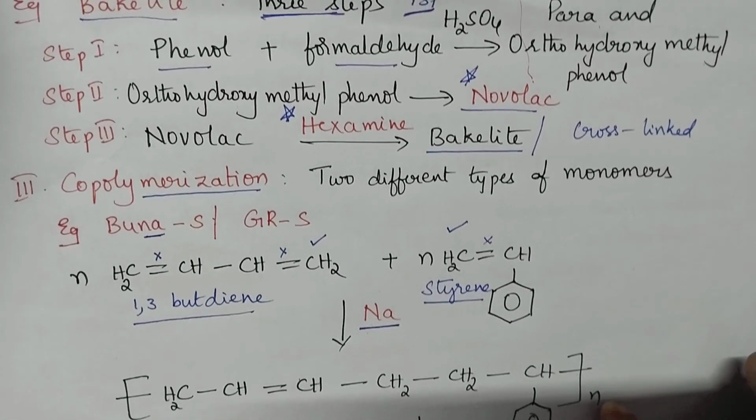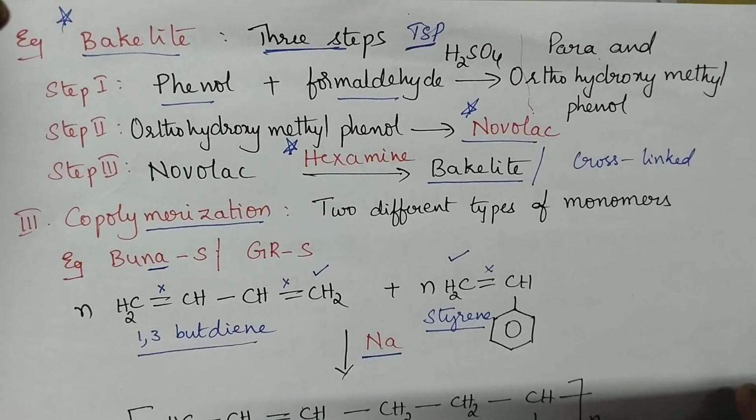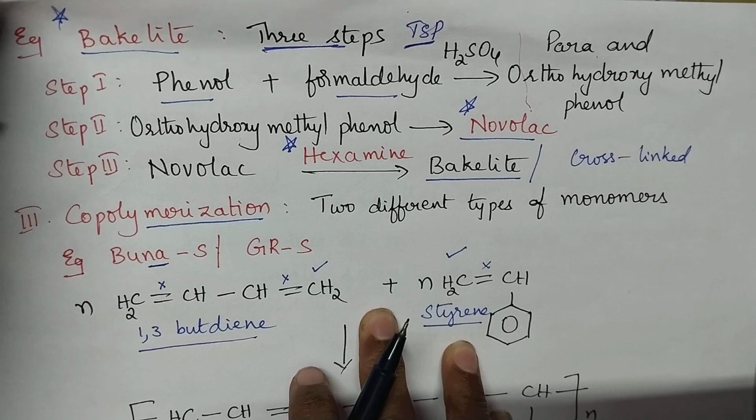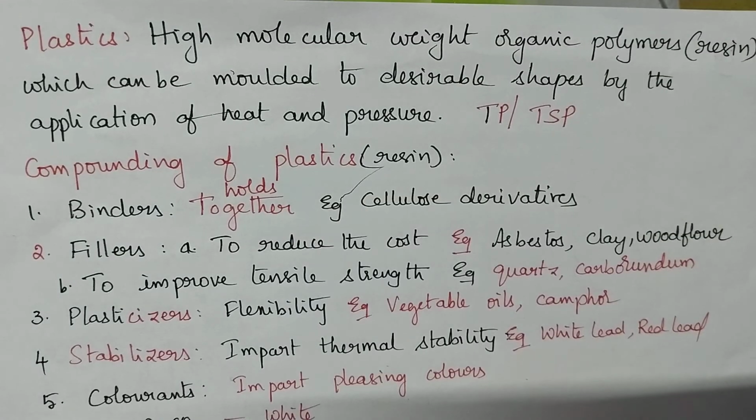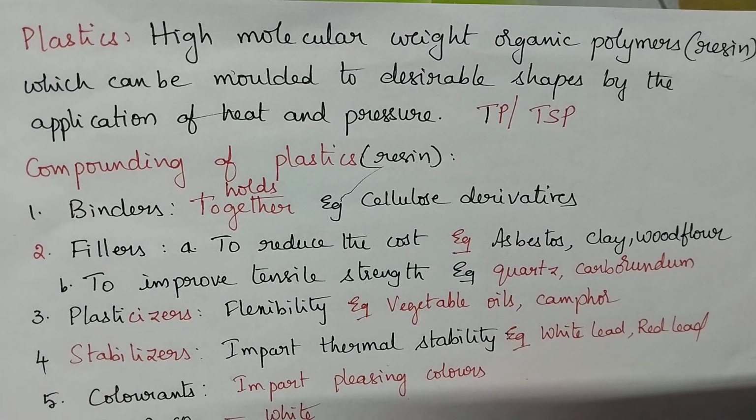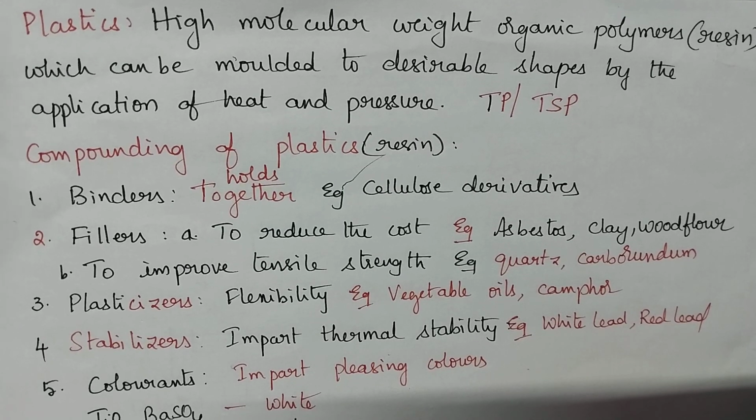Is it clear about the copolymerization, students? So, during copolymerization, what happens? Two different types of monomers undergo addition polymerization and that results in the formation of a copolymer. A good example is the formation of Buna S rubber.